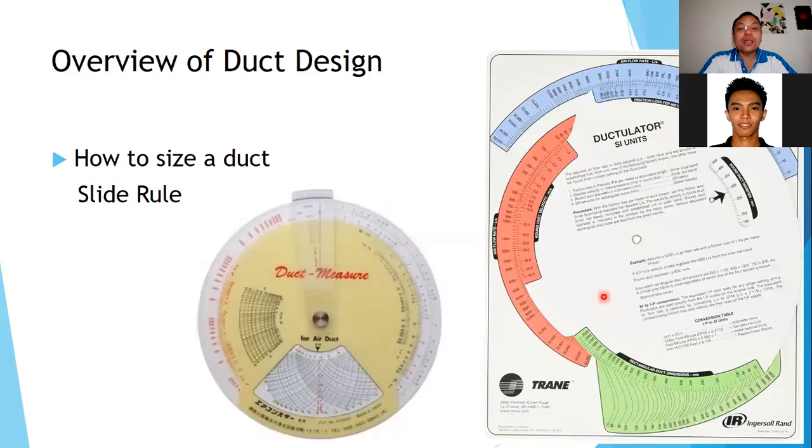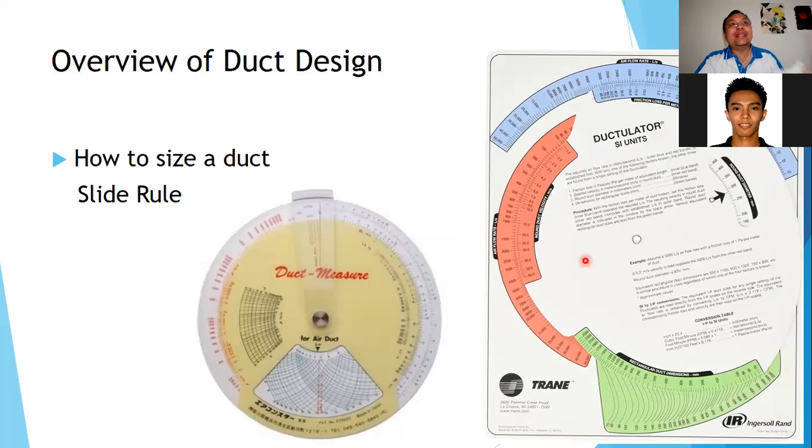All right. We use different instruments to size a duct. So this one is the slide rule. So these are the slide rules that I personally use. So this one is the more expensive one that we buy. This one is the one that you get free from your aircon supplier.